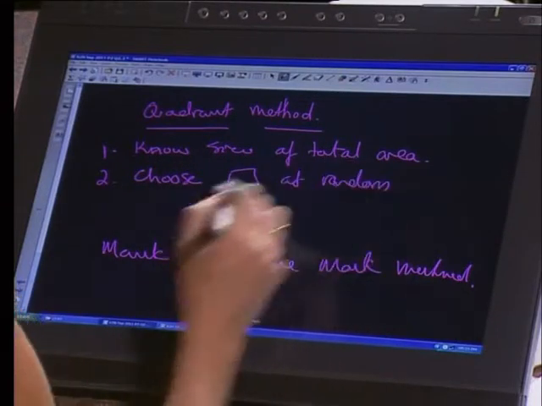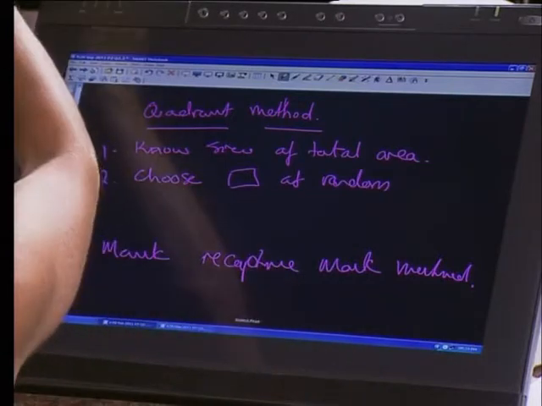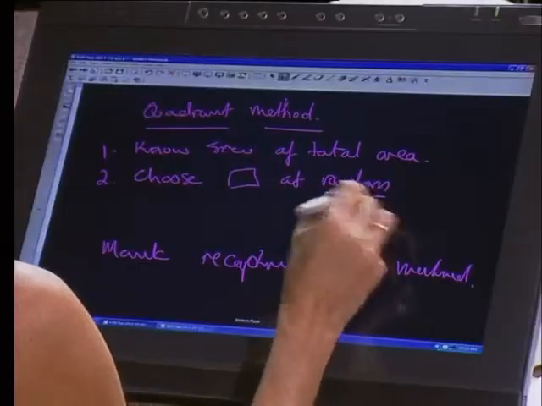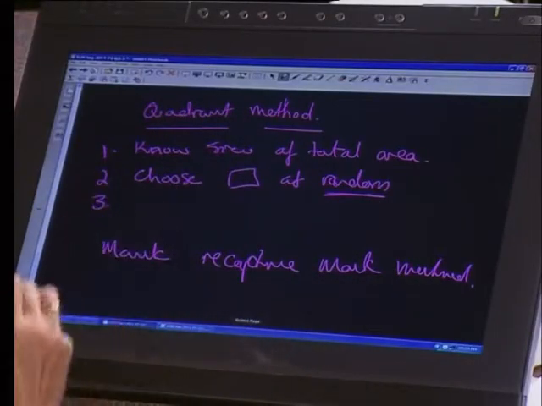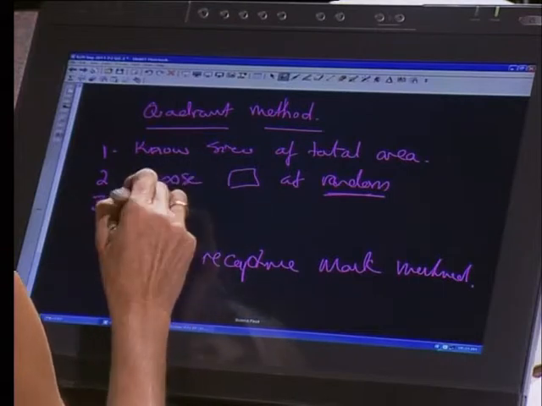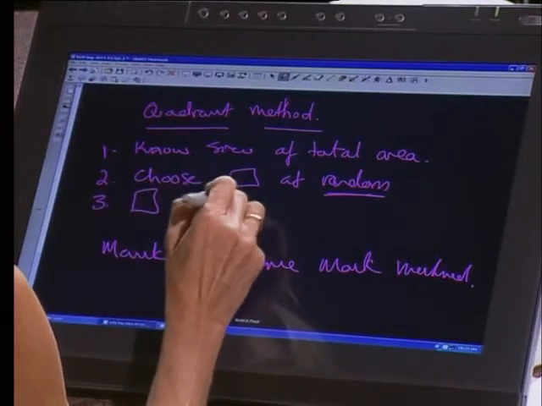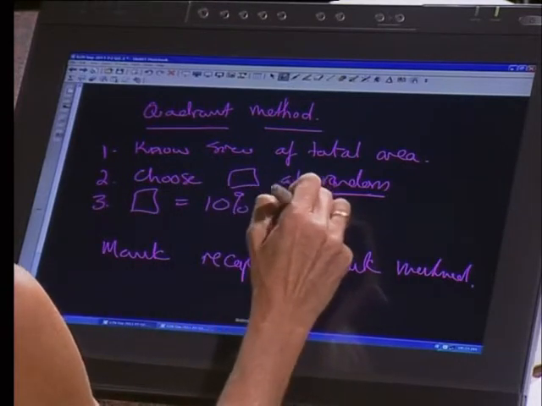Okay, so you can't say I'm going to do all of them all the way down this line here. So if my known area is a rugby field, I'm not going to choose my quadrants down the one side of it. I'm going to choose them at random. So you take a stone, you throw it over your shoulder, and wherever it lands, that's your quadrants. So quadrants must be chosen at random. Number three, your quadrants must equal 10% of total area.